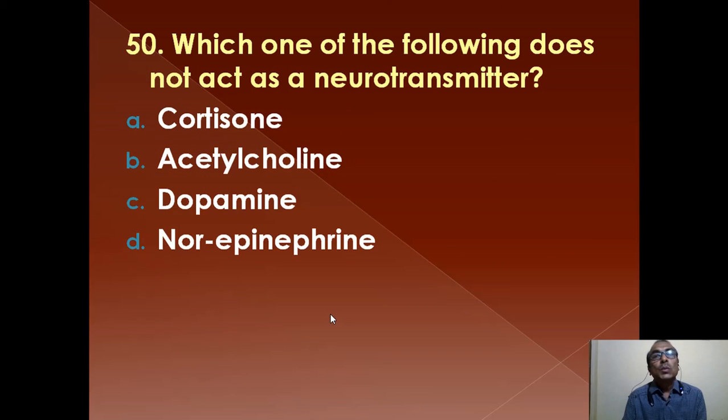Question number 50. Which one of the following does not act as a neurotransmitter? Options are A, cortisone, B, acetylcholine, C, dopamine, and D, norepinephrine. If you look at these options, acetylcholine, dopamine, and norepinephrine are neurotransmitters, whereas cortisone is a steroid hormone. Therefore, A should be the right answer, which will not act as a neurotransmitter.